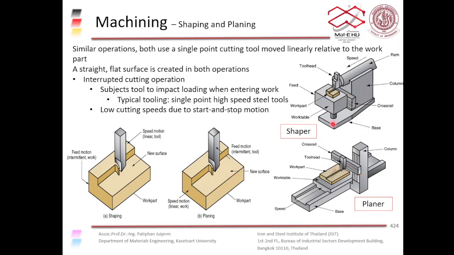So the two processes are very similar. The finished workpiece will look the same, but the movement of the workpiece and the cutting tool are different. They are in fact opposite to each other, right? So for the shaper, the workpiece stays relatively still, and the tool head moves back and forth. For the planer, the workpiece moves back and forth, and so that is the difference.